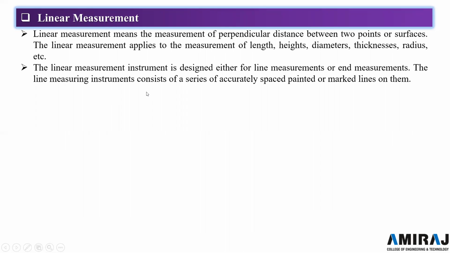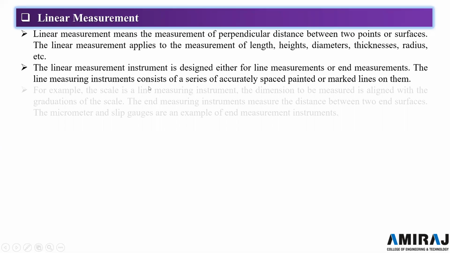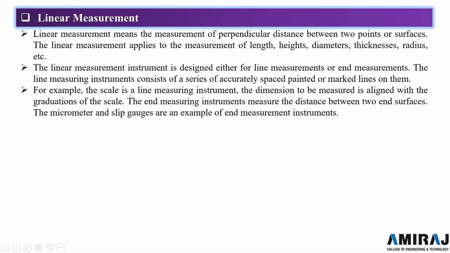The linear measurement instrument is designed either for line measurement or end measurement. The line measuring instrument consists of a series of accurately spaced, painted or marked lines. For example, the scale is a line measuring instrument.